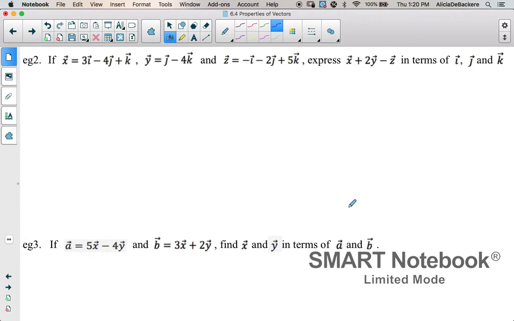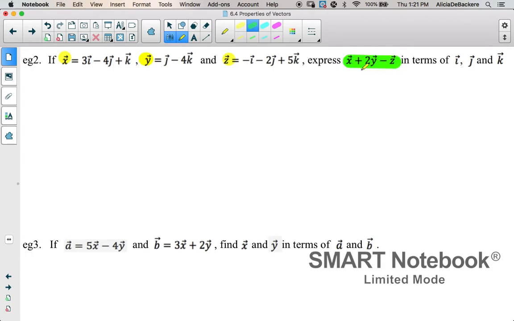We're going to be moving into looking at these vectors I, J, and K. There's some special vectors, but it doesn't matter really what they are just now. What I want to do is take these 3 vectors, X, Y, and Z, and they gave me an expression for them in terms of I, J, and K. So each of those have been written out in terms of I, J, and K. What I want to do is find a new expression for this vector.